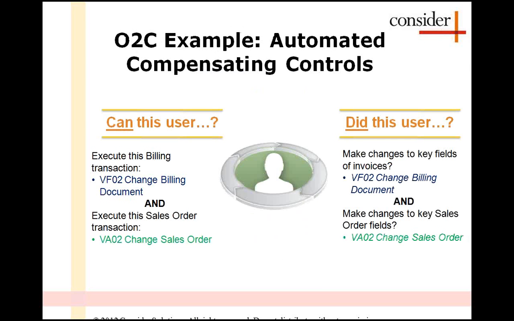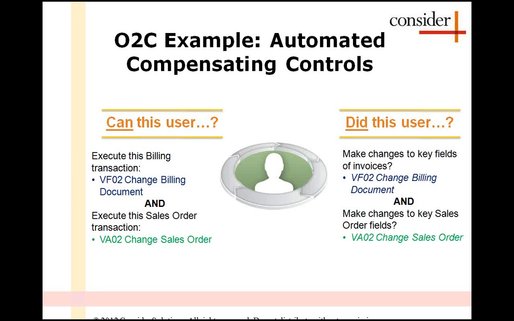In this particular case, the user is able to change a billing document and change a sales order. The compensating control would look only at the risk itself, which is that the user changes the billing document for a specific customer, and for the same customer, he also changes a sales order. In this particular case, the control would show this to the responsible person, and this responsible person would review it.